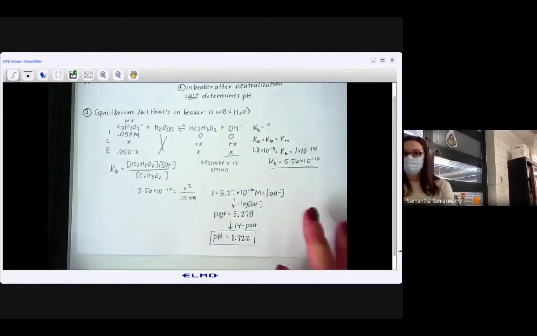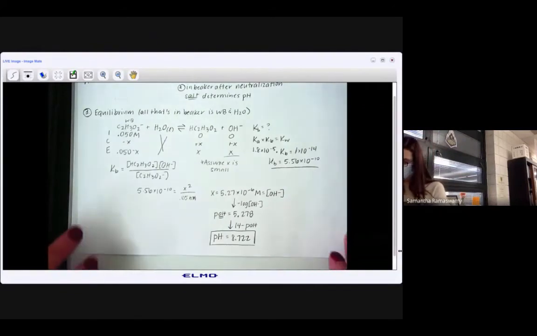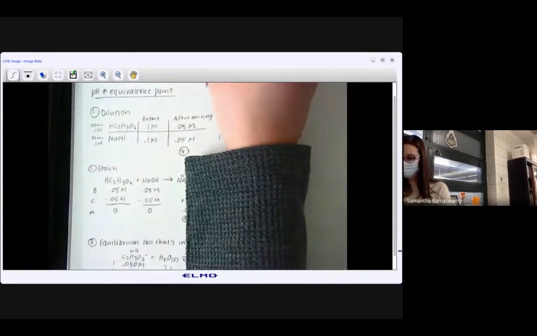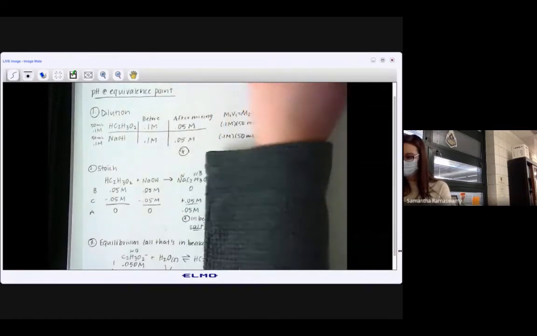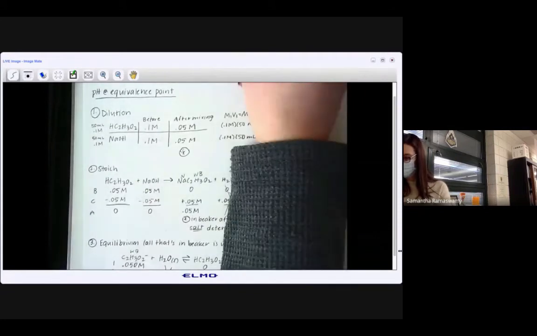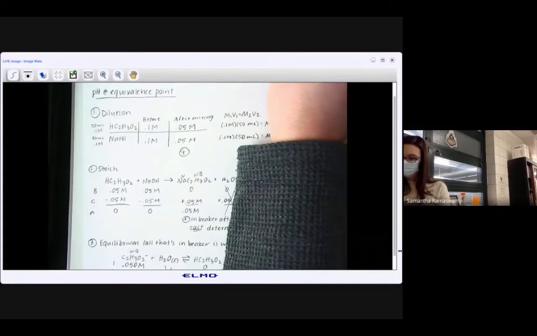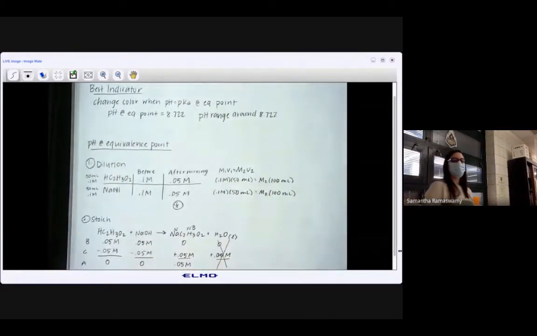So if we come back up to the indicator part of the question, the pH at the equivalence point is 8.722. So we need to find an indicator that has a pH range around 8.722. Well, oh, you can't see that. There we go. The pH range should be around 8.7.